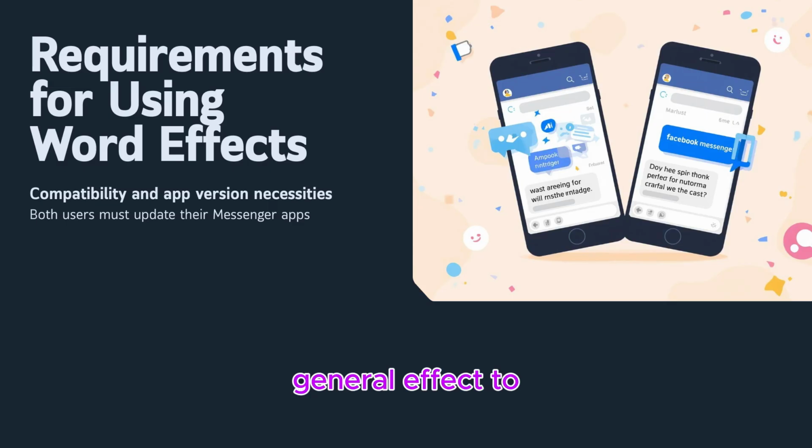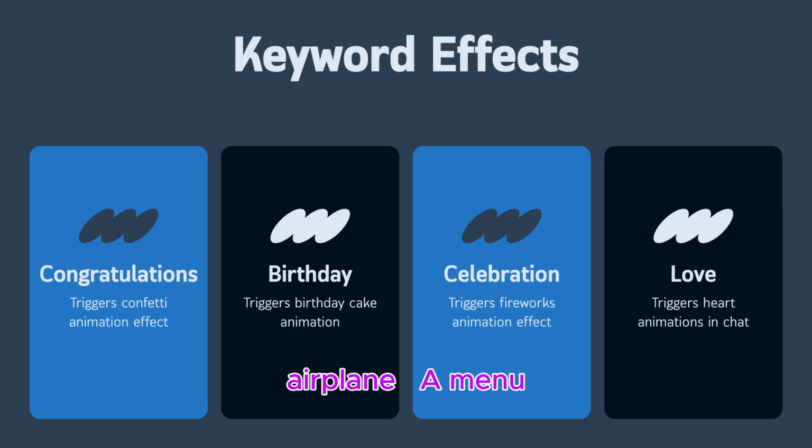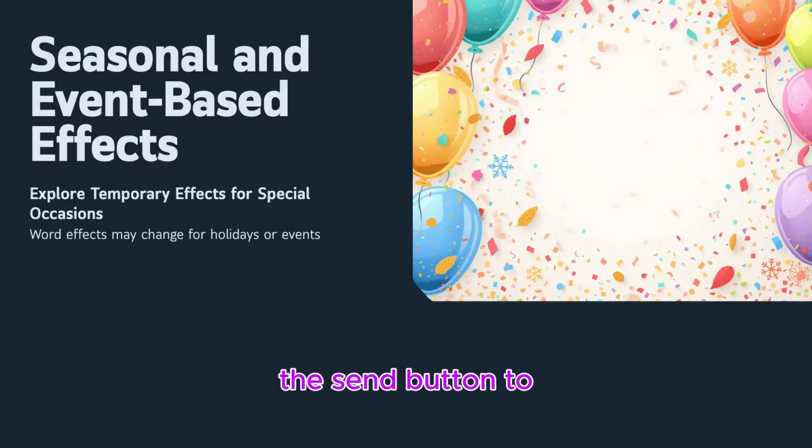To apply a general effect to any message, type your text, then long press the blue Send button. Paper airplane. A menu of effects will appear. Swipe left to browse options like echo, spotlight, or balloons. Select one, then release the Send button to send the message with that effect. The recipient will see the animation.